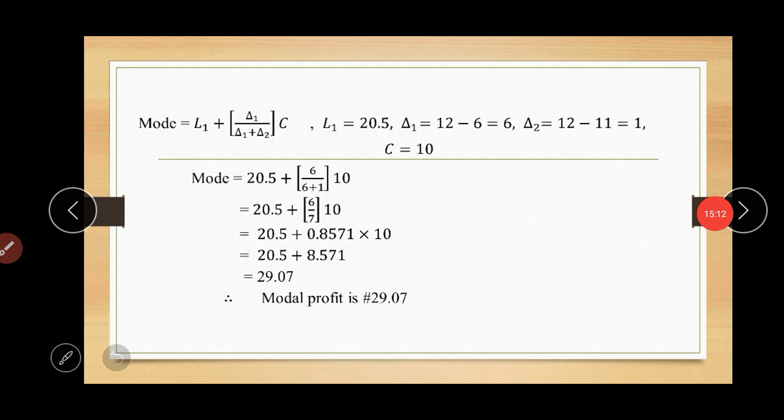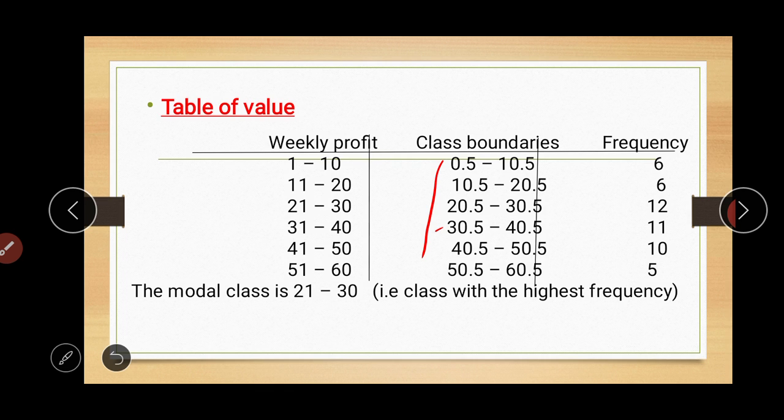Now we substitute into the formula. Look at the modal class, 21 to 30. The lower class boundary of the modal class is 20.5. You can get that from the table. Look at the lower class boundary. This is the modal class. So the lower class boundary is 20.5.